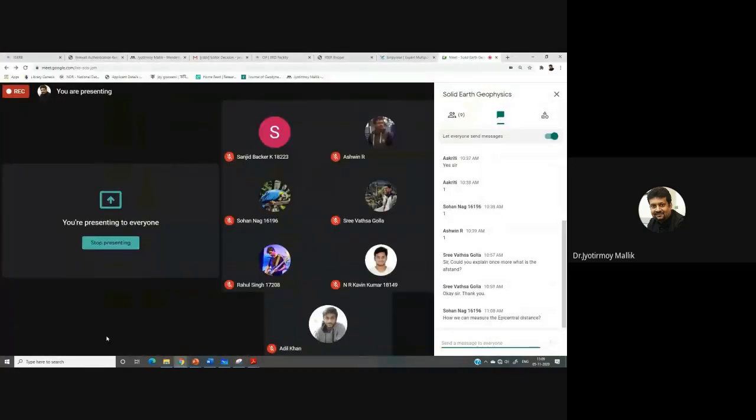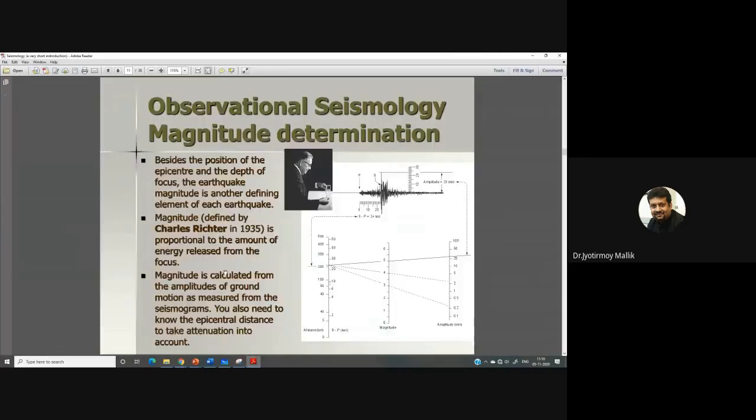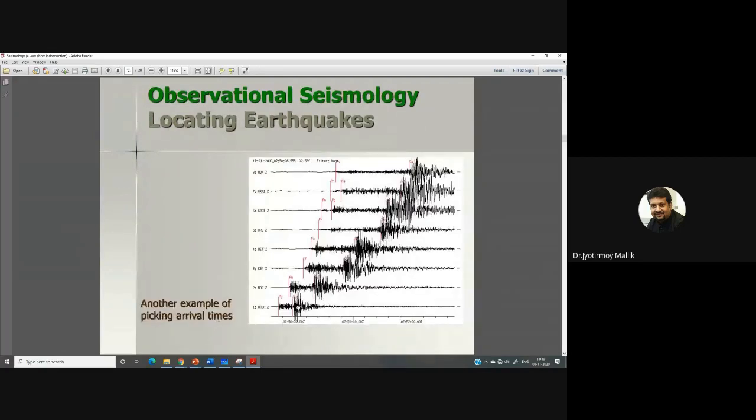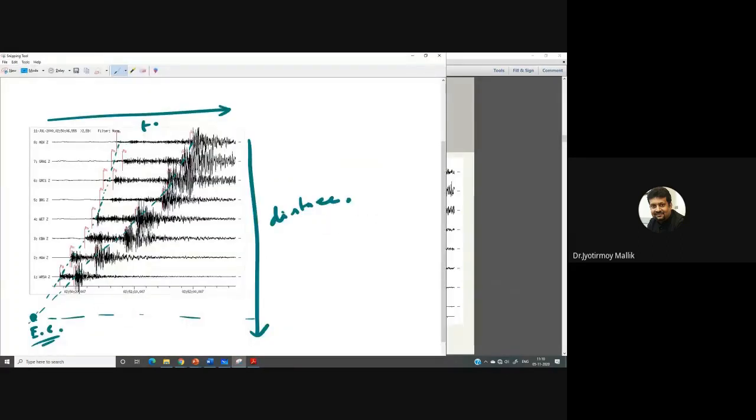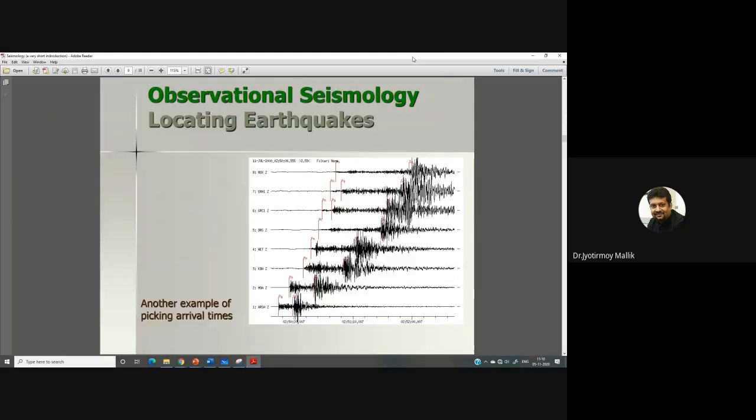How can we measure the epicentral distance? We just talked about it. This is your P wave arrival time, and this is your S wave arrival time. You just connect them. Wherever they meet, that means there is no difference between P wave arrival time and S wave arrival time, and that is where your epicenter is, because at the epicenter there will not be any distance traveled by the waves. So they will fall over one another.